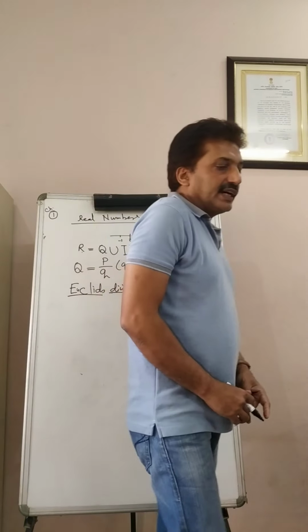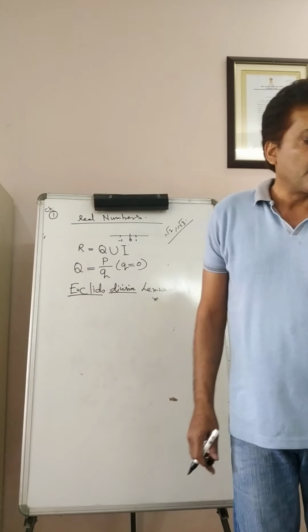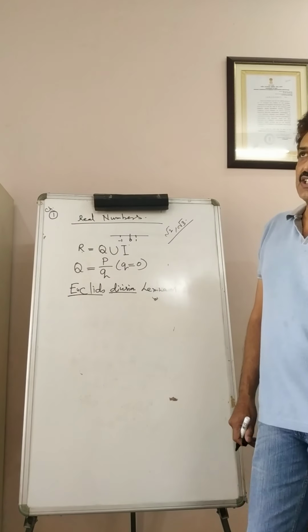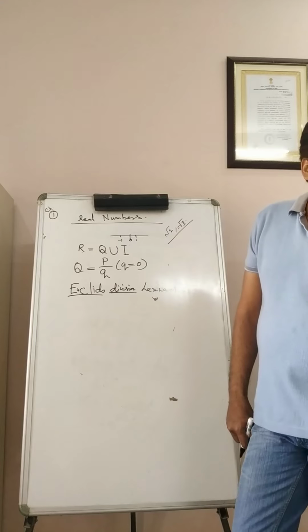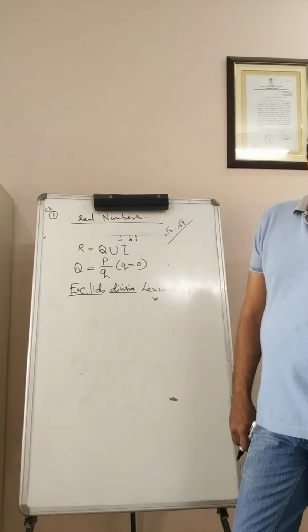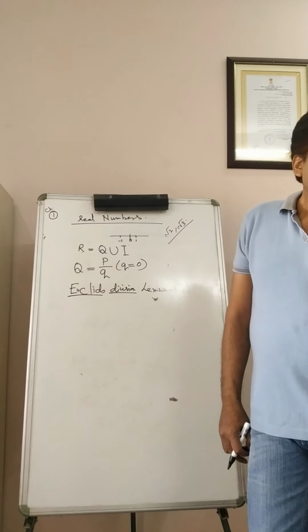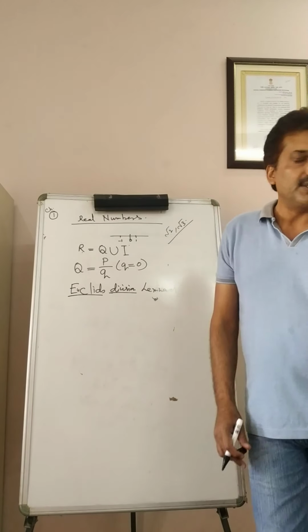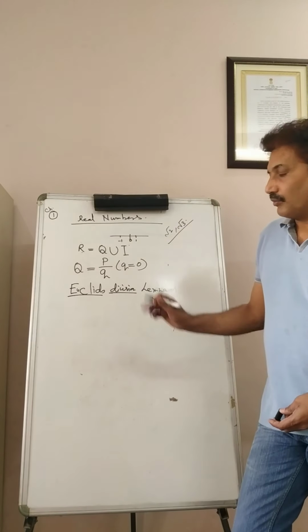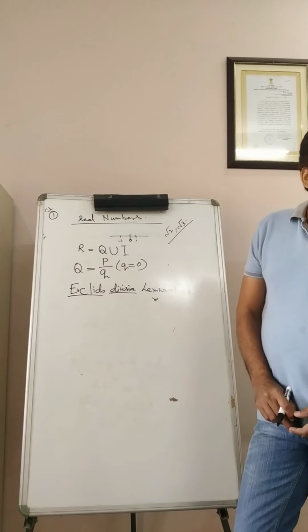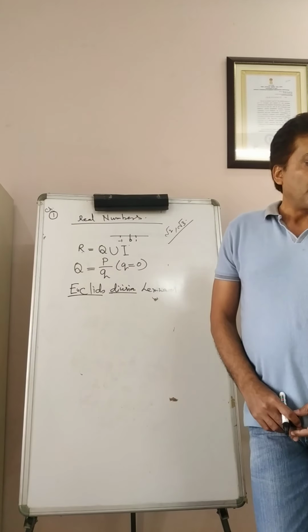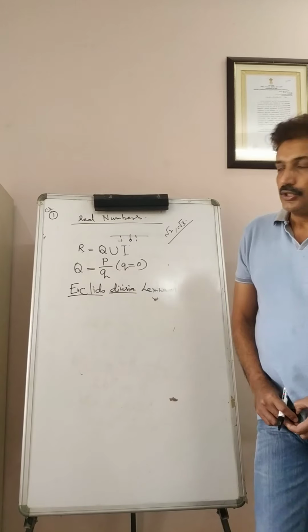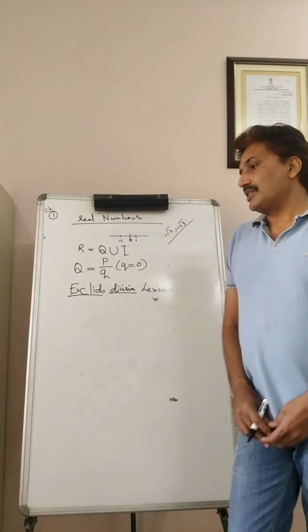The word algorithm comes from a Persian mathematician, Muhammad bin Musa al-Khwarizmi. The name of the mathematician, he has given the word algorithm. So now we are coming to how you will solve this using the Euclid's division lemma.